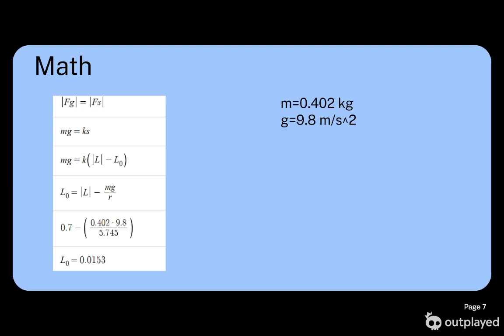Here is some of the math that I used to calculate what L naught should be. So I set the force of gravity equal to the force of the spring, and ultimately we get this value of L naught being L minus mg over k, and when you substitute in all the values, you get 0.0153, with the mass being 0.402 kilograms, and gravity, of course, being a constant 9.8 meters per second squared.